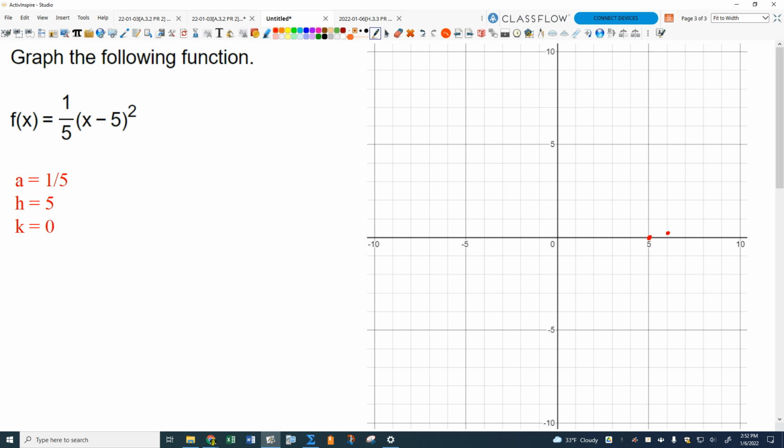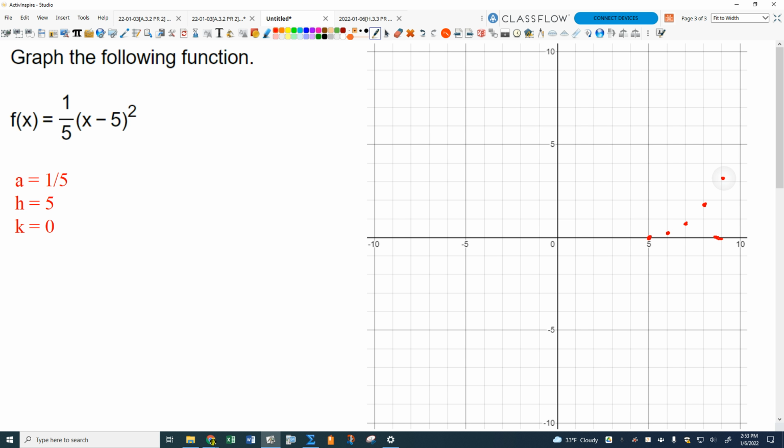I go over 2 and up 4. Well, 4 times 1/5 is what? 4/5. Again, not very convenient, right? Over 3 and up 9. 9 times 1/5 is 9/5. So what is that, 1 4/5? Not very convenient. 9/5, so it's up here. Over 4 and up 4 squared, 16/5. Again, very inconvenient. That's 3 1/5.